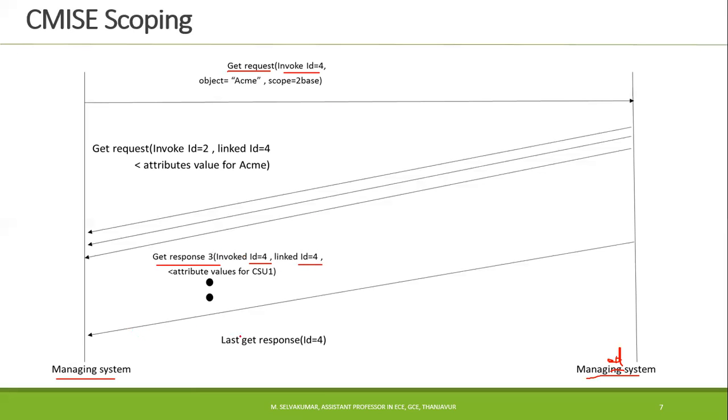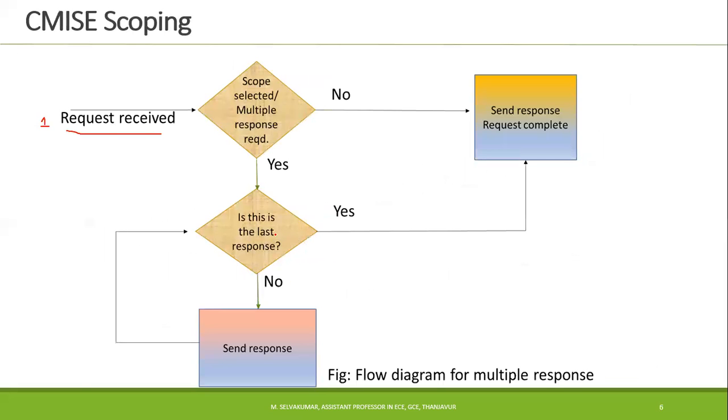So last get response ID equal to 4. If it is the last get, that ID equal to 4. This is the last response ID. If ID equal to 4, that means the last response is received, then the request is completed and then the response is sent to the managing system.